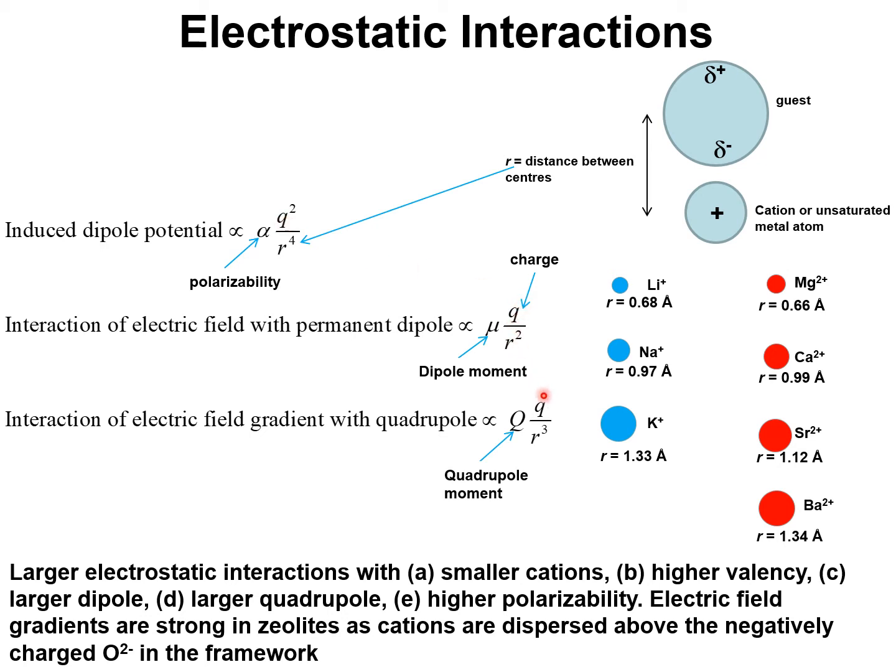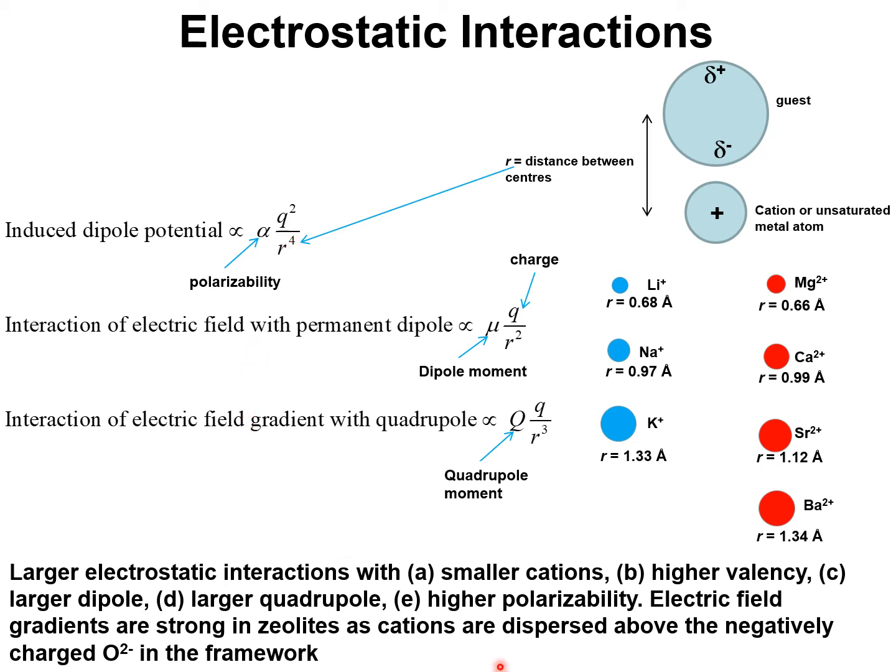Here Q represents the charges of the extra framework cation, and R is the distance from center to center between the guest and the cations. In all cases, we note that the potential energy of interaction is proportional to the charge, or the square of the charge, and inversely proportional to the distance to the power 2, distance to the power 3, and the center to center distance to the power 4.